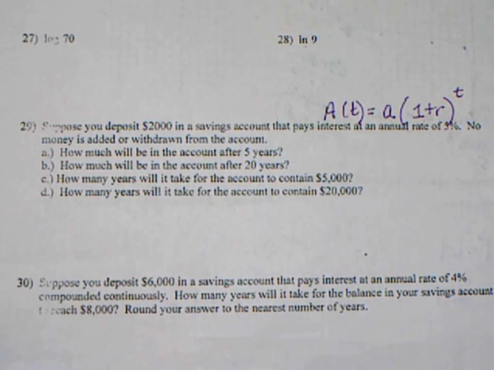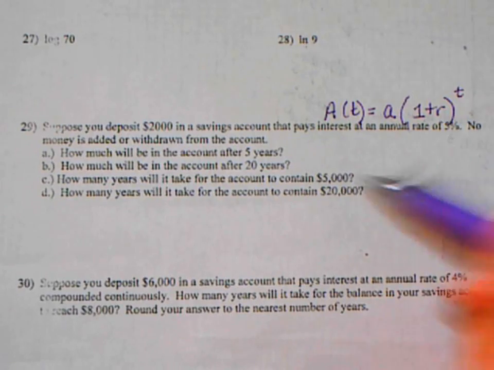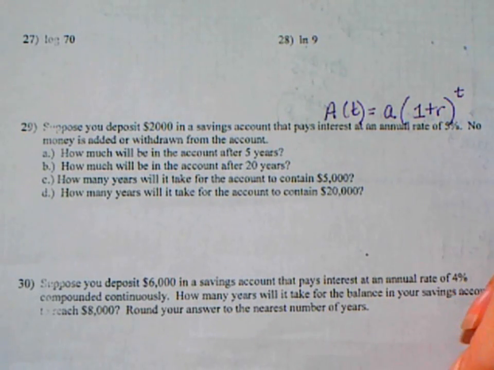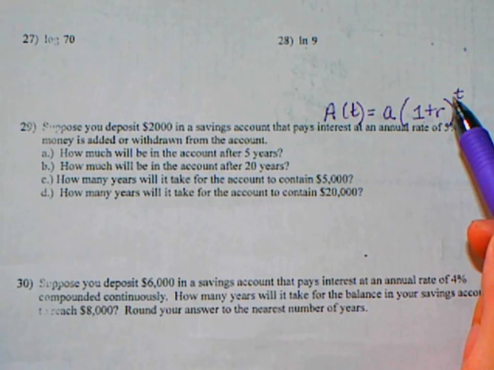On the first 2, they tell you the time. On the second 2, they tell you the amount in the account, but you've got to find the time. So time is going to be in the exponent. You're going to need to know how to do logarithms to solve that one. Okay.